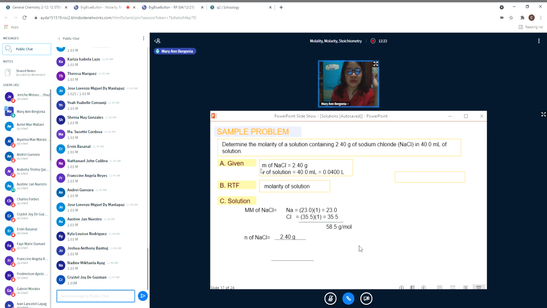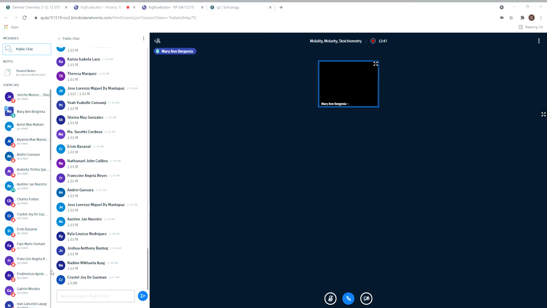And the mole of sodium chloride, we have 2.40 grams over 58.5 gram per mole. Cancel grams, that will give us an answer of 0.0410 mole. So for our molarity, we'll have 0.0410 mole over 0.0400 liters. So for our final answer, we'll have 1.03 molar. That's for molarity. Or 1.03 mole per liter.